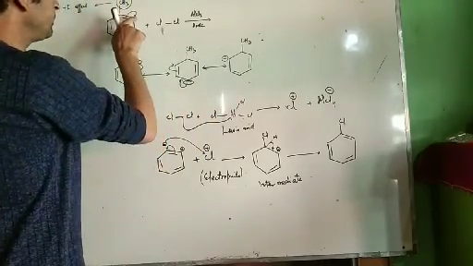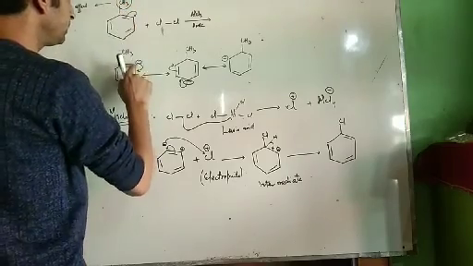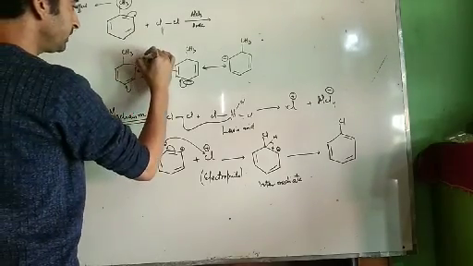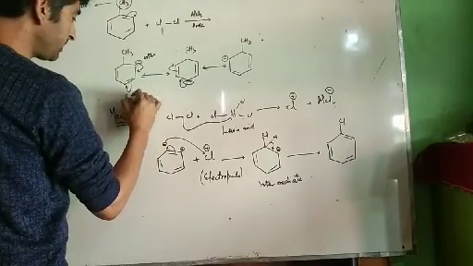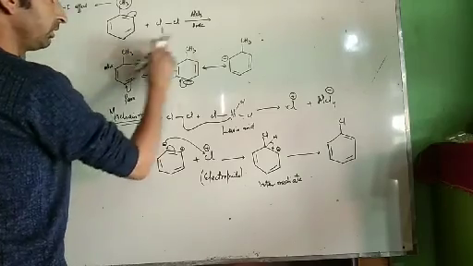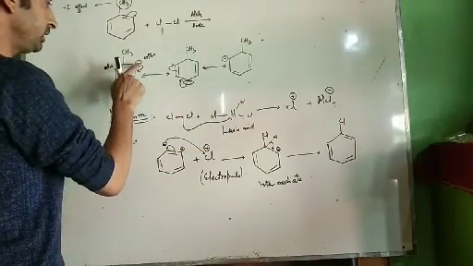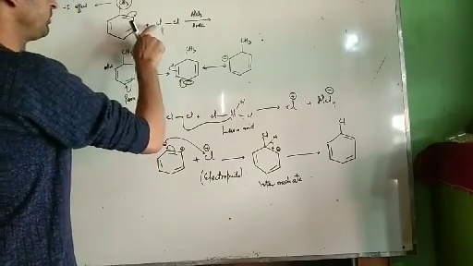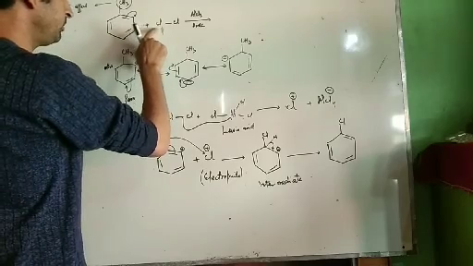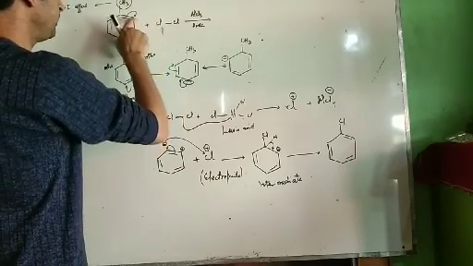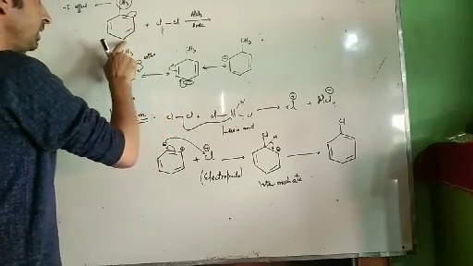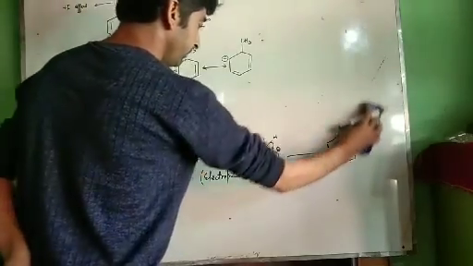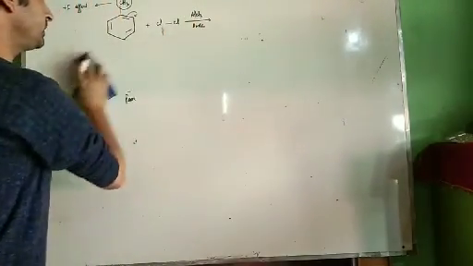Now this position which is next to the substituent is called the ortho position. This is our ortho position, this is the para position, and this is also an ortho position. In all these resonating structures, electron density increases either at the ortho or at the para position. Since the reaction is an electrophilic substitution, the electrophile Cl plus gets attached either to the ortho position or to the para position. We can then have two types of products.